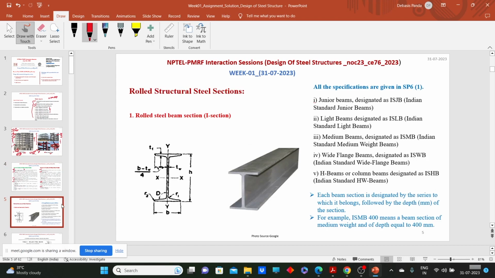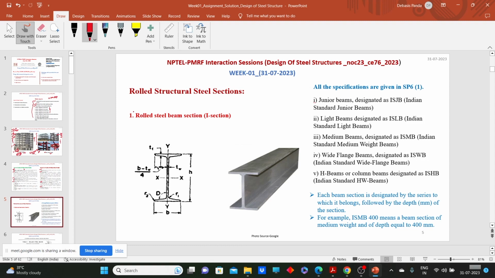Now let's quickly come to this portion. I already told you that steel structures are made from structural steel sections, and that these structural steel sections are readily available. So let's try to understand which kind of structural steel sections are available and what are their specifications, right?